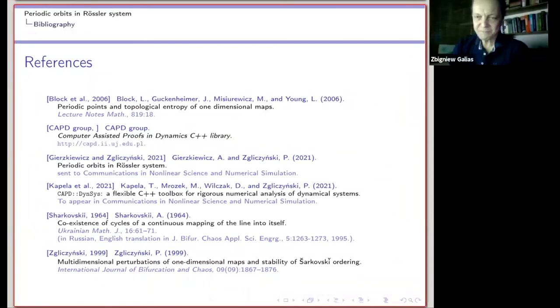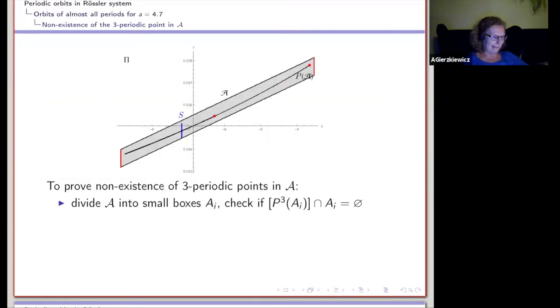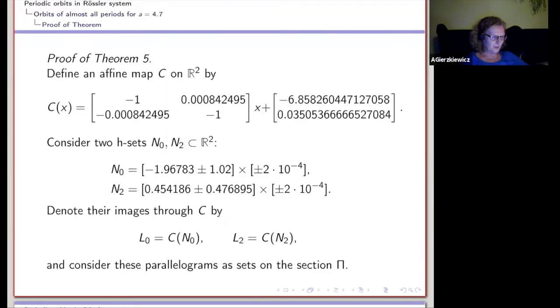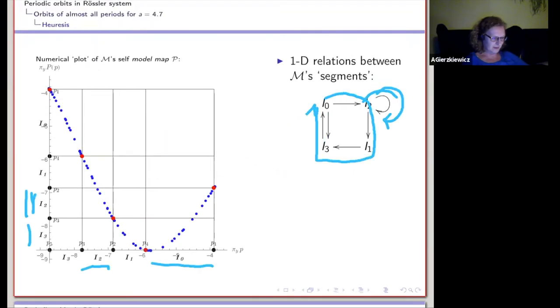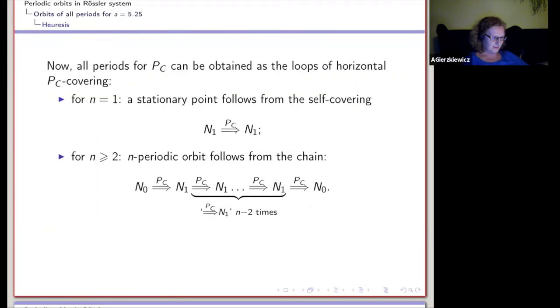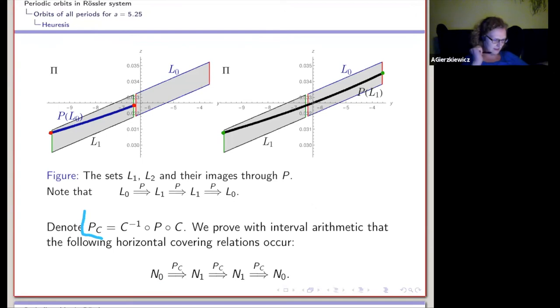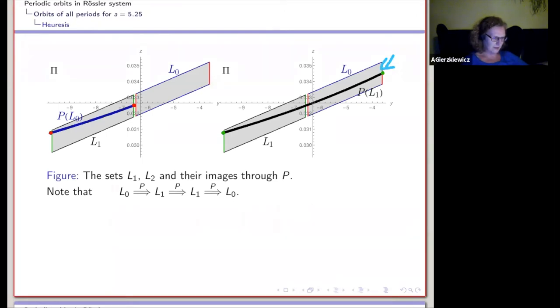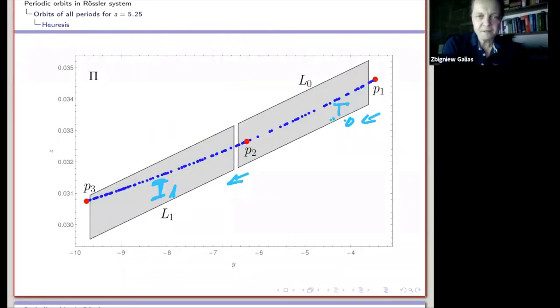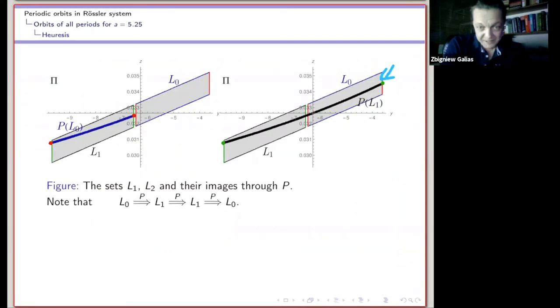May I have a question? Of course. Yes. I have a technical question. If you could show us these sets L0 and L1 for the first case. Okay. I'll go back because this program is nice for the first case. This is it? Oh, no. The L0. Yes. No, the other one.